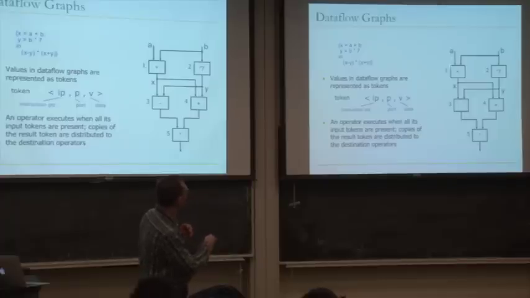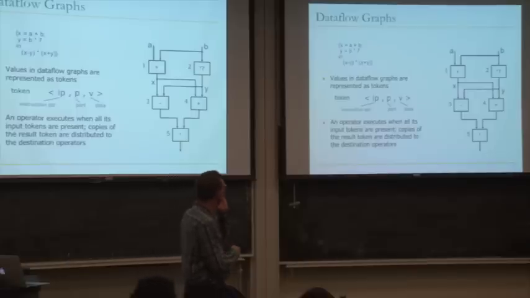And values in these Dataflow graphs are represented as tokens. So what is a token, to be concrete? Basically, a token is this tuple. It specifies which instruction to fetch. It specifies which port to go to for that instruction, left input or right input. And it specifies a value.